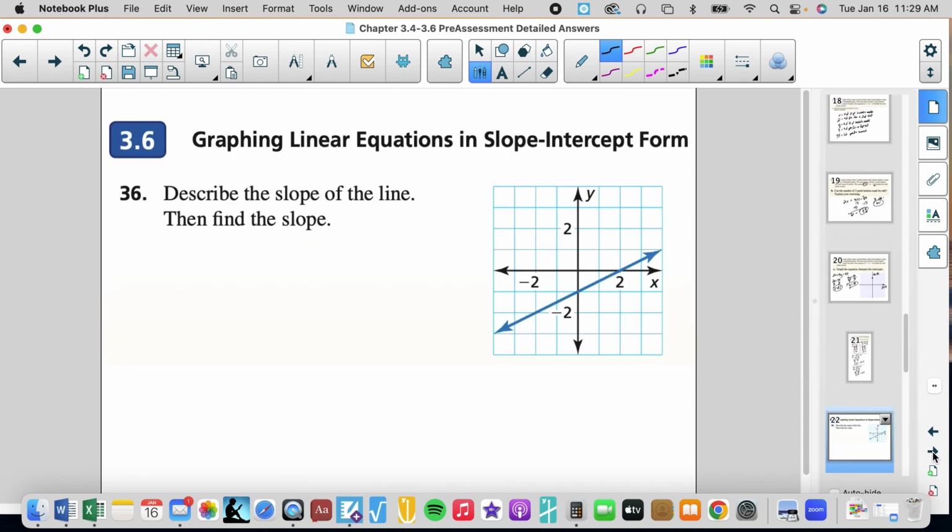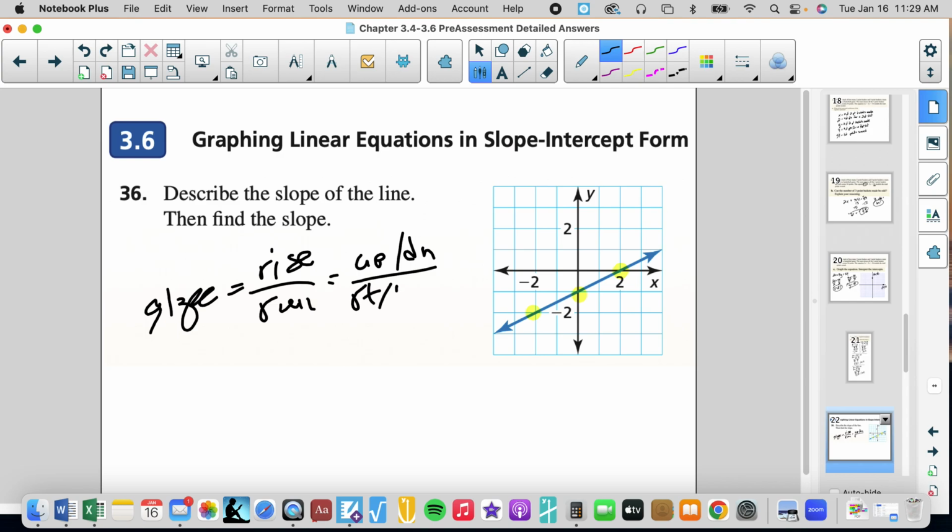Describe the slope of the line. So we would first find points that are at intersections on the grid, and now we would do rise over run. Slope equals rise over run, and that's up, down, over, right, left, up being positive, down being negative, right being positive, left being negative. So I'm going to see how much do I go up or down from one point to another. So I'm going to go up 1, and I'm going to go right 2. So up 1, right 2 translates to positive 1 over positive 2.